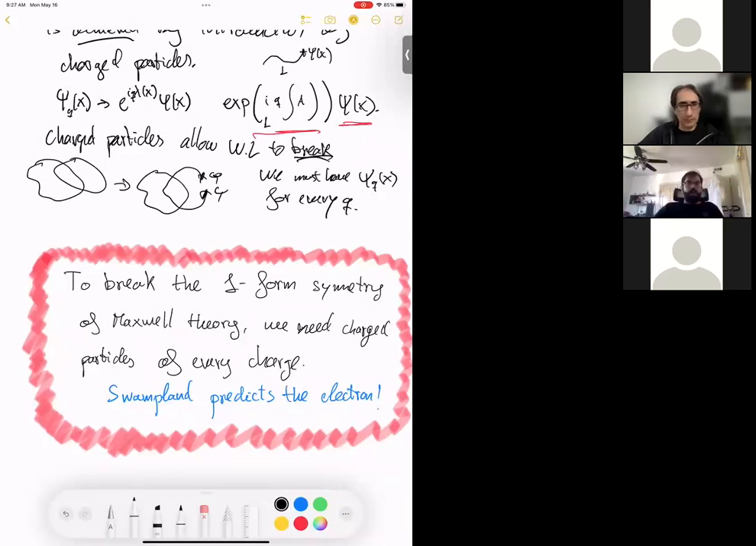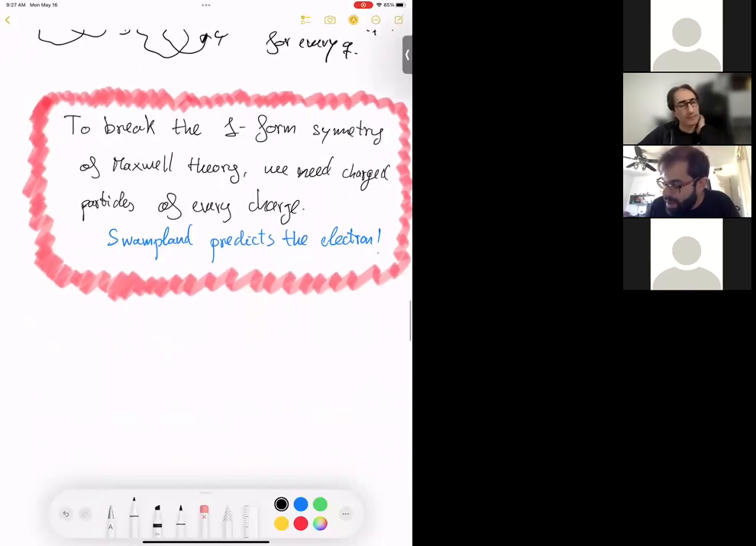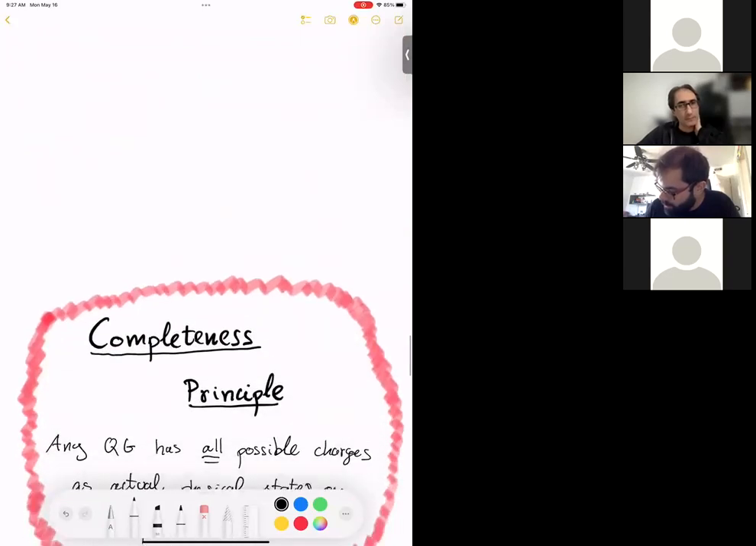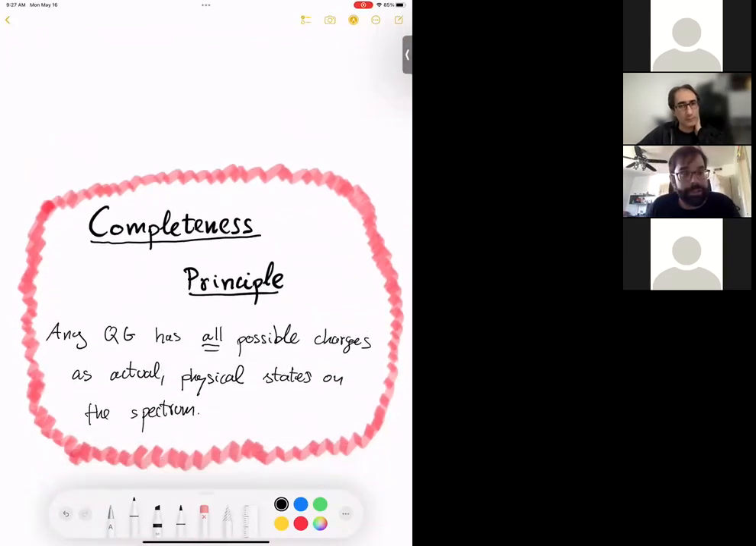Okay. This is very general, and I think this really illustrates the power of the Swampland approach. Just by thinking about global symmetries, you learn that in every quantum theory of gravity, all possible charges have to exist as physical states in the spectrum. This idea, which we got from global symmetries, is called the completeness principle. And this completeness principle has very, very interesting consequences.